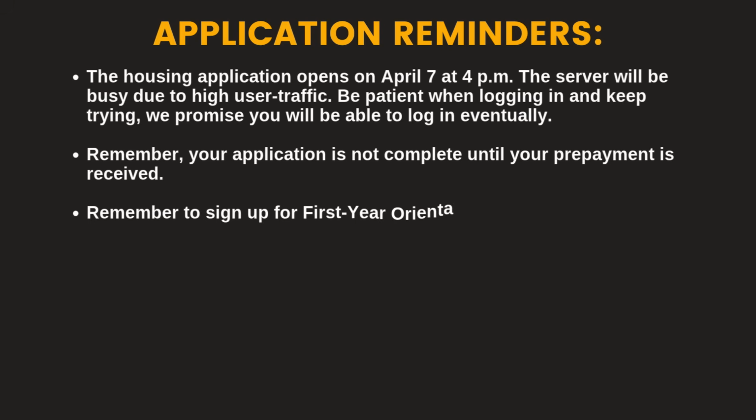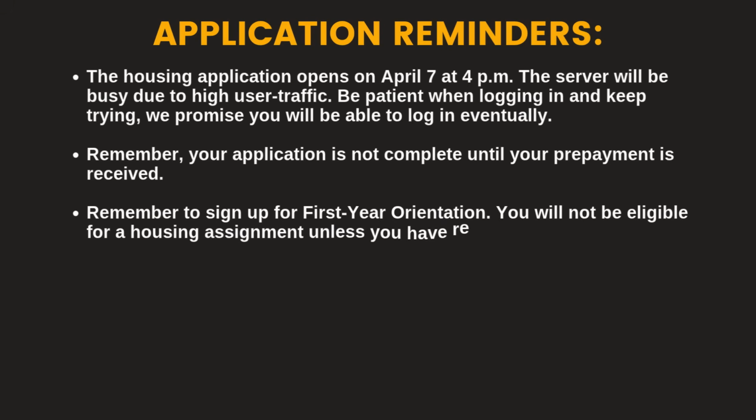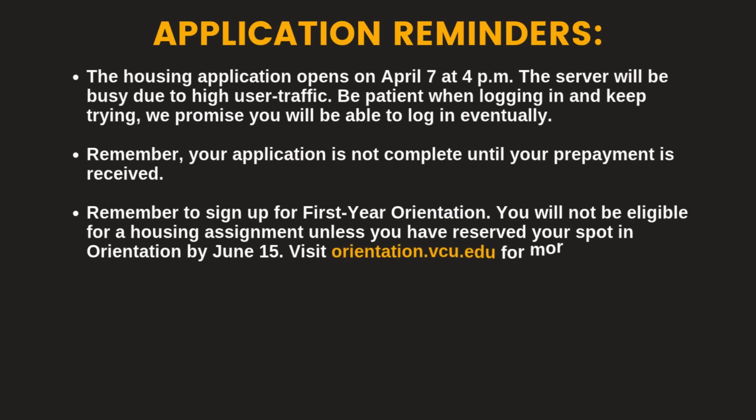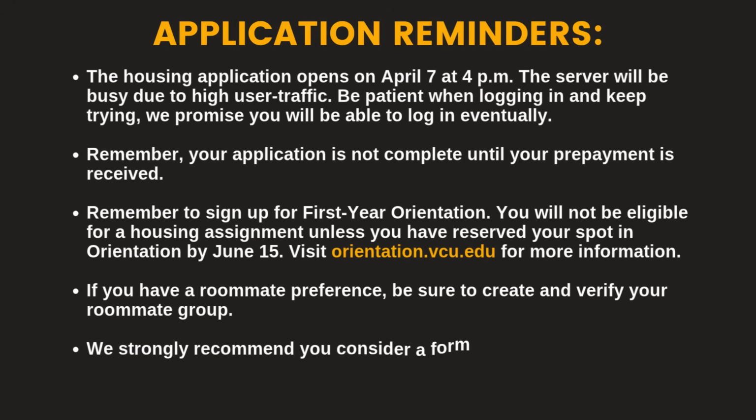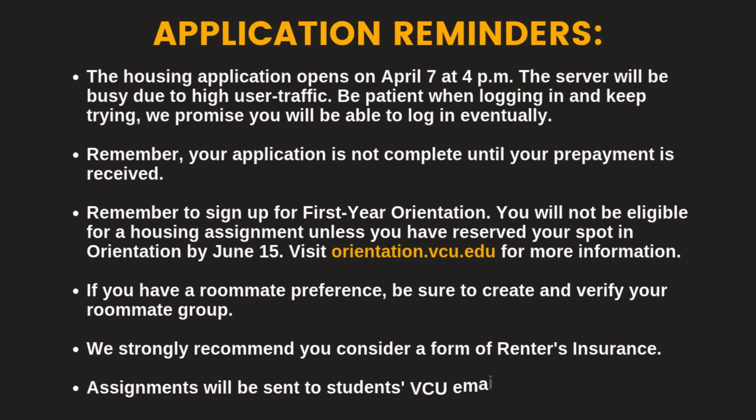Remember to sign up for first-year orientation. You will not be eligible for a housing assignment unless you have reserved your spot in orientation by June 15th. Visit orientation.vcu.edu for more information. If you have a roommate preference, be sure to create and verify your roommate group. We strongly recommend you consider a form of renter's insurance. Assignments will be sent out to students' VCU emails in early July.